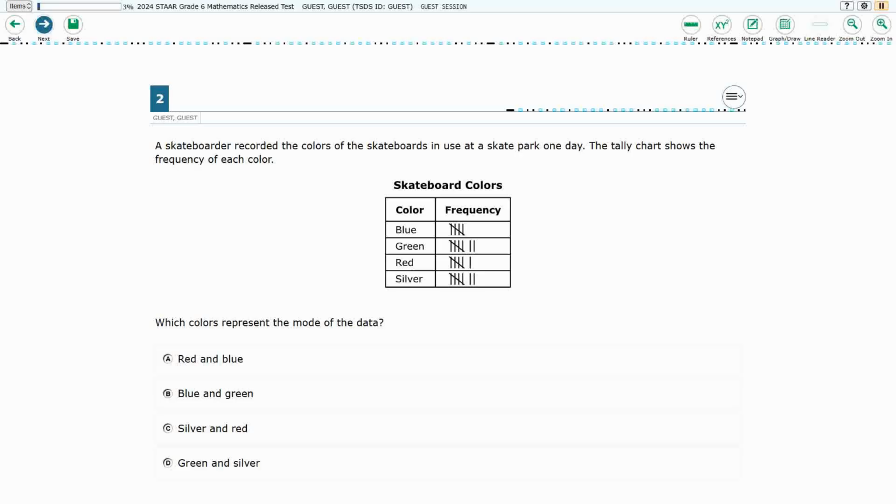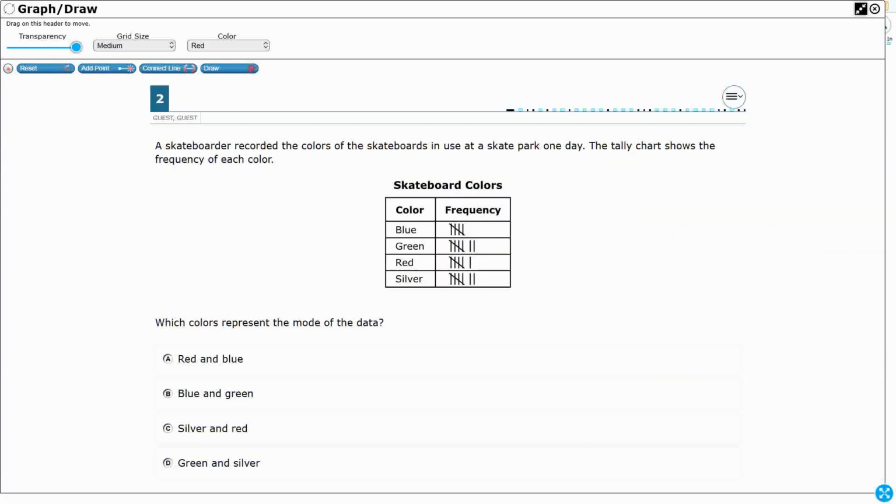For number two, we are summarizing categorical data. This is 6.12D, and we've got a tally chart here. A skateboarder recorded the colors of skateboards in use at the skate park. We got blue, green, red, silver. All we need to do is just recognize that word mode. So what is the mode? Now, if we recognize what this means, let's just assume that that's going to be a really simple question.